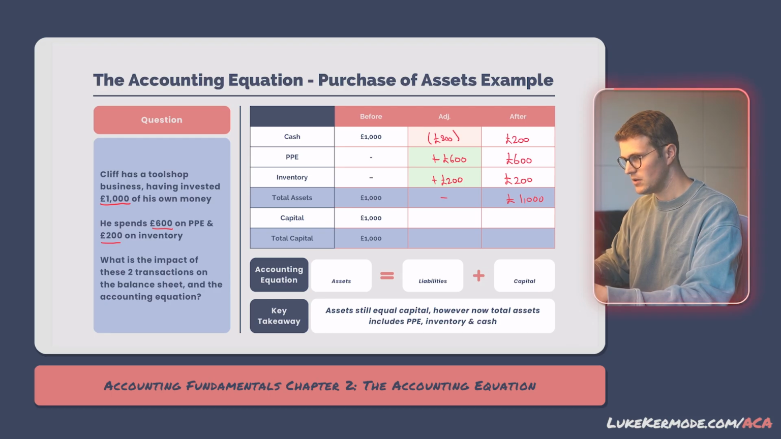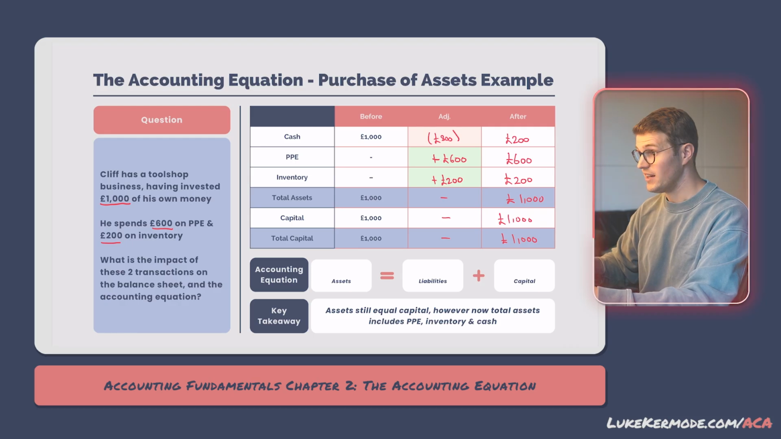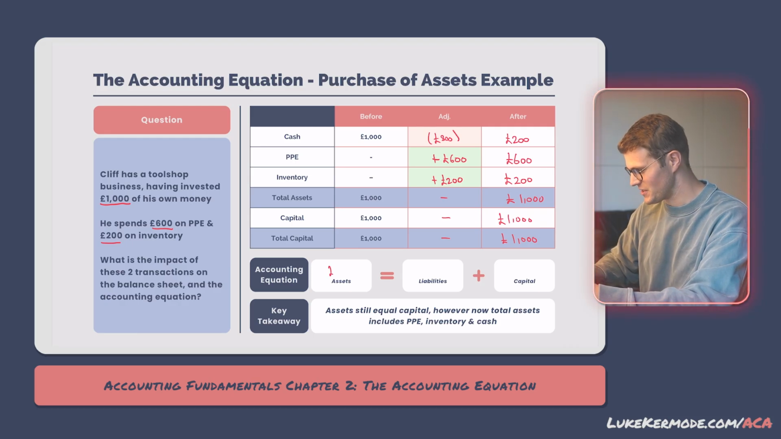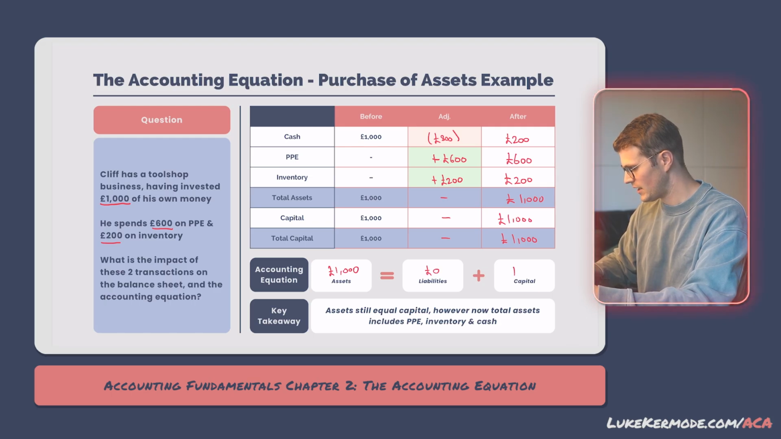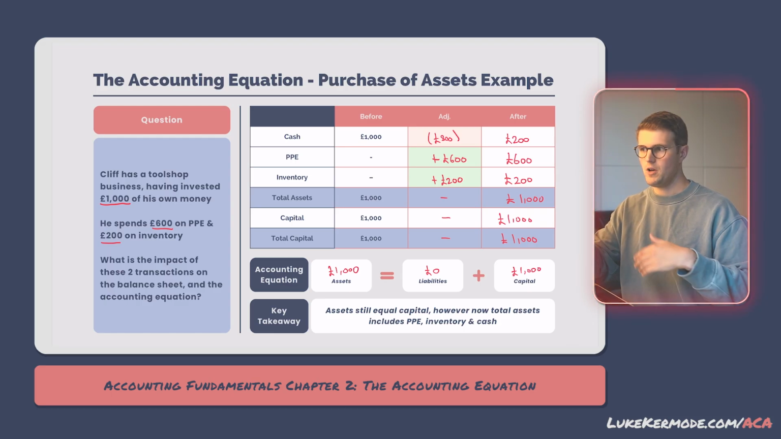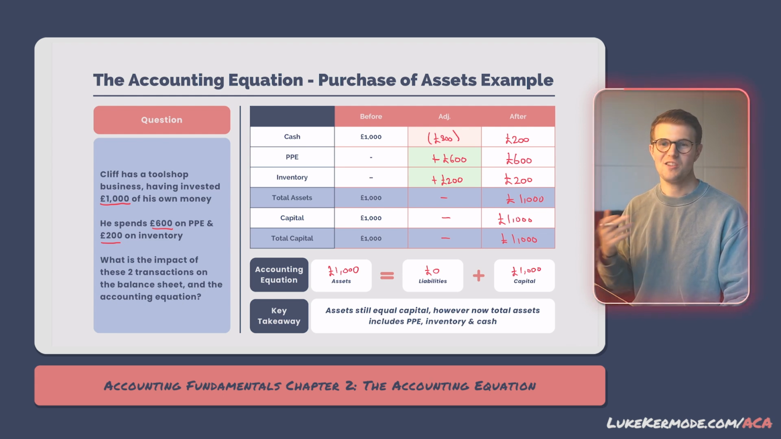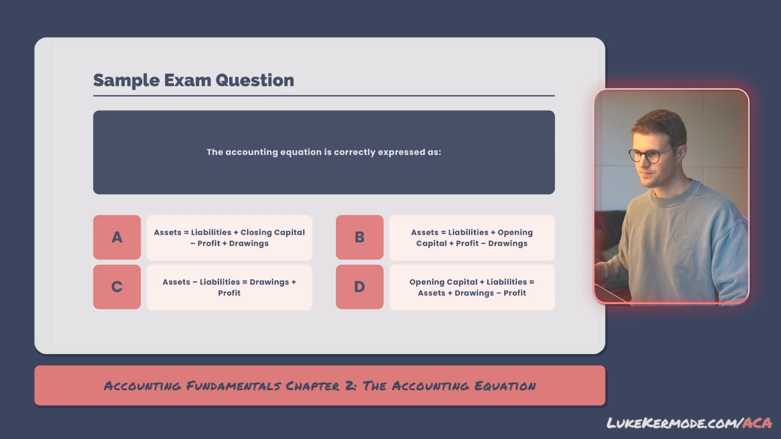The capital is unchanged, that stays at £1,000. And there's no liabilities at this stage because Cliff hasn't borrowed any money. So the accounting equation is still in balance and actually hasn't changed as a result of the transactions that he's undertaken. Assets equals £1,000, liabilities equals 0, and capital equals £1,000. So hopefully this simple example shows how transactions can change the composition of the balance sheet, but the accounting equation still remains in balance.